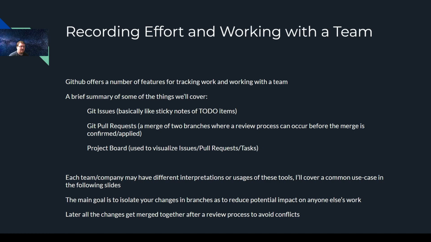So each team and company may have different interpretations or usages of these tools. I'll cover common use cases in the following slides. The main goal is to isolate your changes in branches, as I was just describing earlier, and to reduce potential impact on anyone else's work. Now, that doesn't mean that by creating separate branches and then blindly merging to one source you're going to be safe. You still need to have a code review process and just be aware of what's happening. And we're going to use the tools of GitHub to help make sure we don't break things.